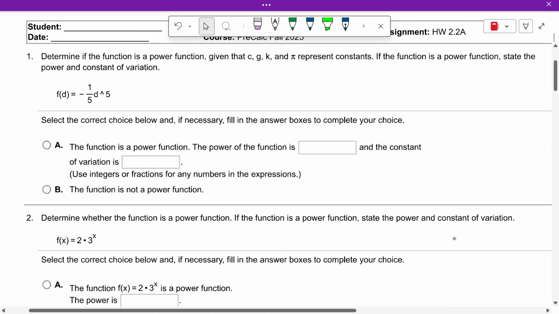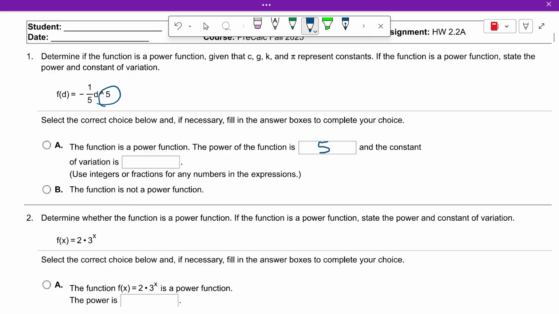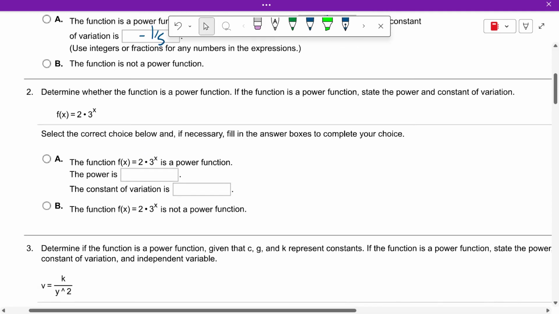Okay, this is a power function. The power is what is taken after the caret. The caret is raising it. So the power is 5. What's the constant of variation? Negative 1/5. Okay.